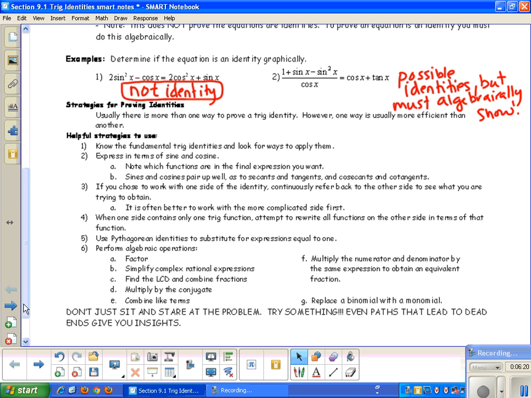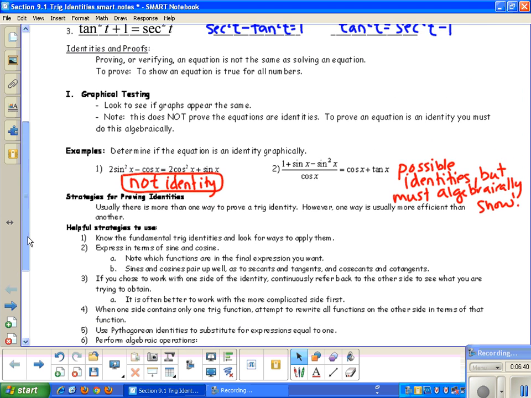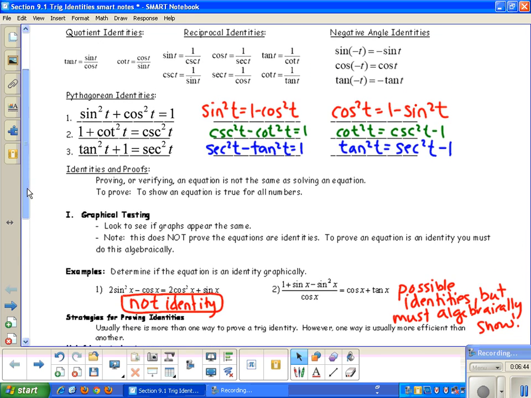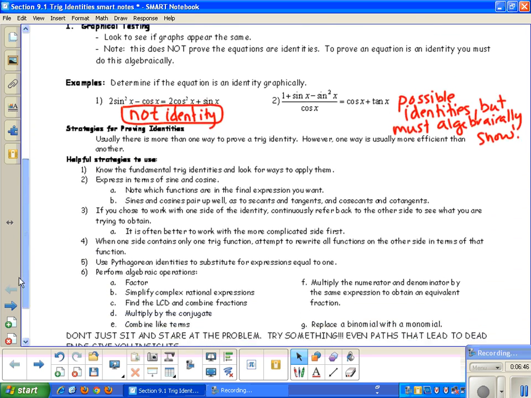For number 2, it says express in terms of sine and cosine. A lot of the time students have an easier time when working with sine and cosine. So if you have tangent or cotangent, it's easier to put it in terms of sine and cosine. Note which functions are in the final expression you want. Sines and cosines pair up well, as do secants and tangents, and cosecants and cotangents. The reason is because of these Pythagorean identities that we have up there. That's why they pair up nicely together.